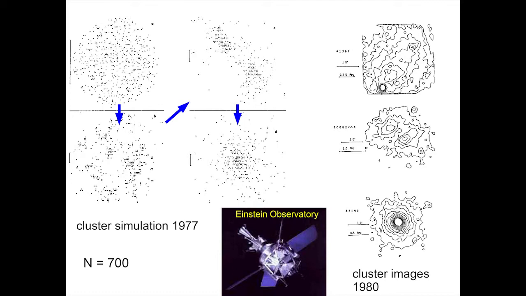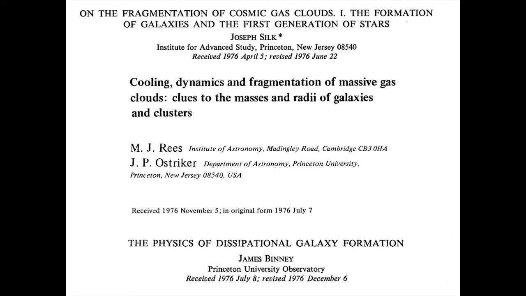This is a point I wanted to make about how people were thinking about dark matter in this period. So these are three papers. If you look here, this is amazing. These are three very well-known papers, one by Joe Silk, one by Martin Rees and Jerry Ostriker, and one by James Binney. This one was submitted April the 5th, July the 7th, July the 8th. So the three famous papers saying very similar things, all submitted within a month of each other. So clearly there was something in the air.